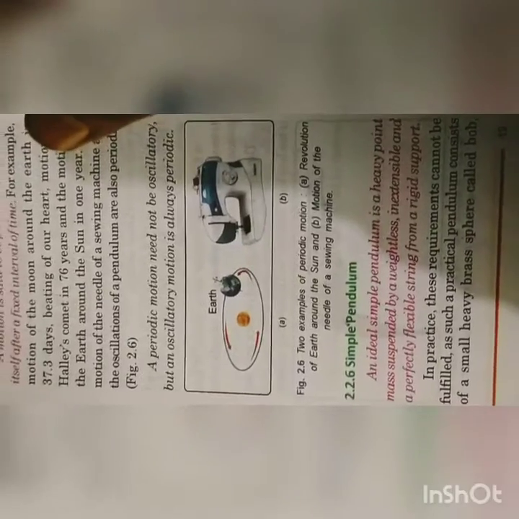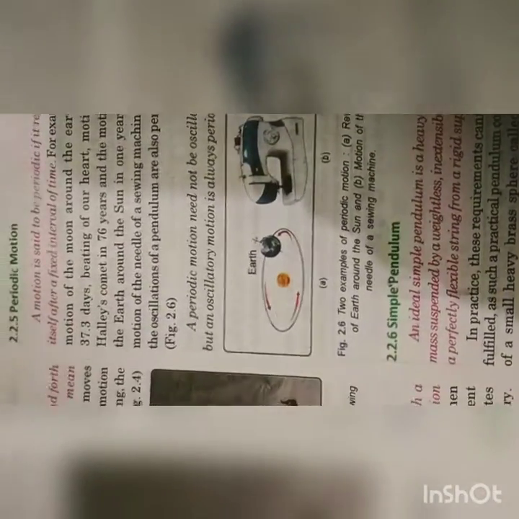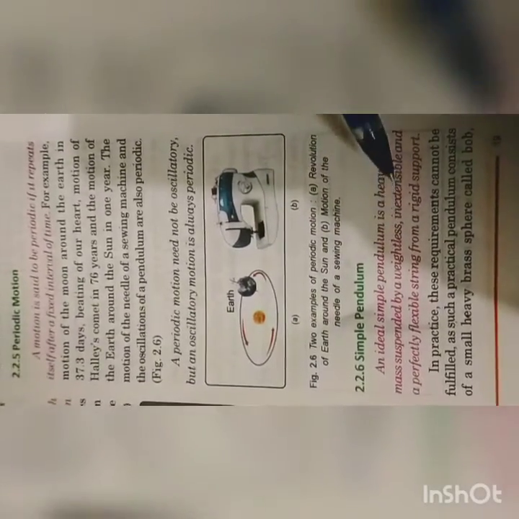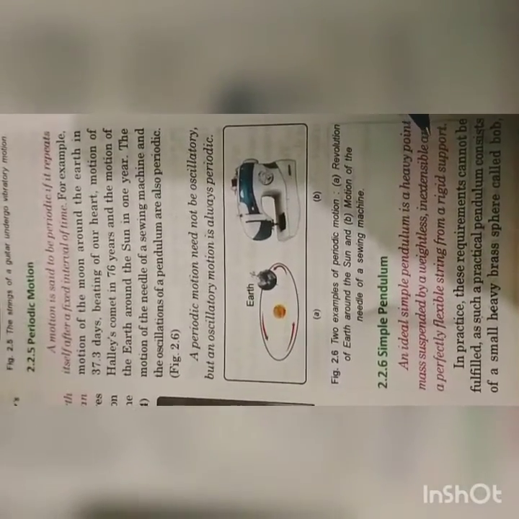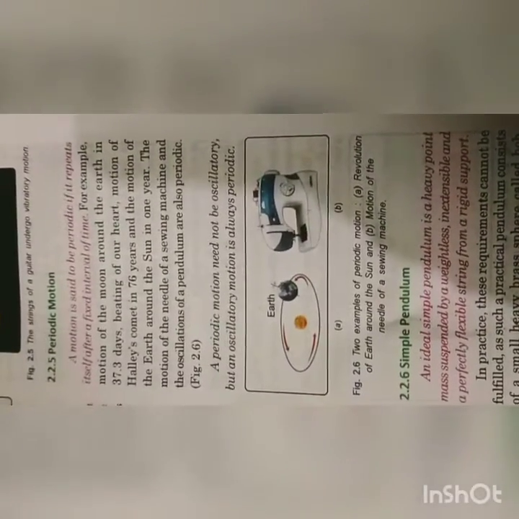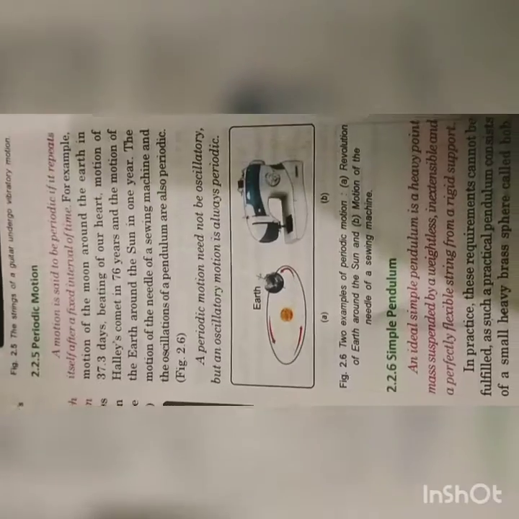Now the simple pendulum will come. The next one is the simple pendulum. An ideal simple pendulum is a heavy point mass suspended by a weightless, inextensible and perfectly flexible string from a rigid support. Now what is a pendulum? When a heavy point mass, it should be heavy, not very light, that means not of cotton or paper, but it should be a heavy mass.